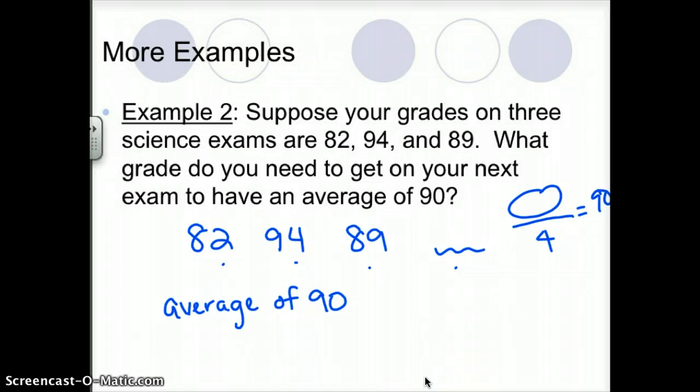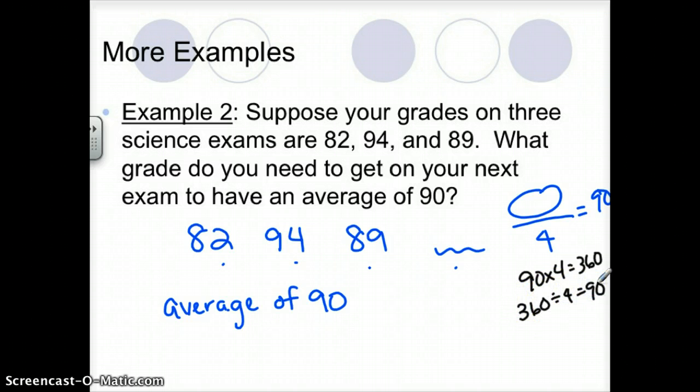Okay, if I'm taking a number and dividing it by 4 to get an answer of 90, you might want to work backwards and use inverse operations to figure out what that value is. So a good way to do that is say 90 times 4 gives me 360. Therefore, 360 divided by 4 must be 90. So in this case, I want my 4 test scores to add up to 360. Because when I divide 360 by 4, I'm going to get an answer of 90.